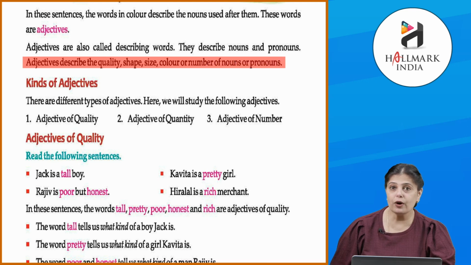So, bachcho, ye jo highlighted words hai, wo nouns ke pehle likhe hai. Matlab, they are describing something about the noun. To, jaise cute cat. तो अगर आप पूछोगे कि कैट कैसे है, बिल्ली कैसी है, so she is very cute बोलते हैं हम लोग. तो जब हम बोलते हैं she is very cute, तो उसको हम सेंटेंस में फॉर्म करेंगे, तो क्या लिखेंगे? Kitty is a very cute cat, okay?